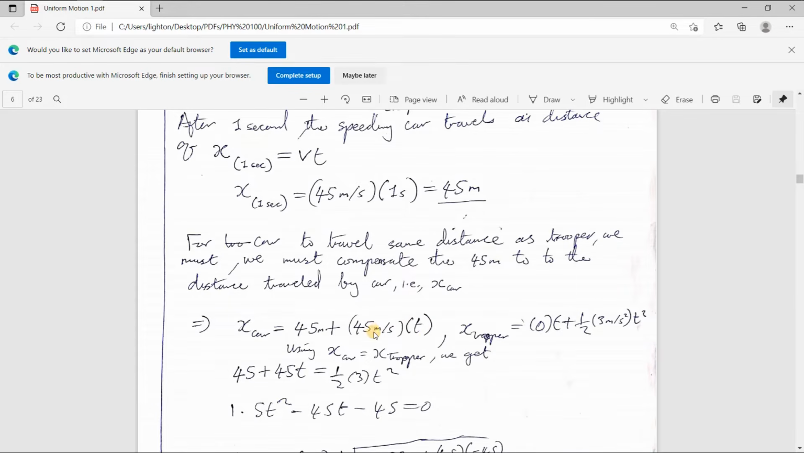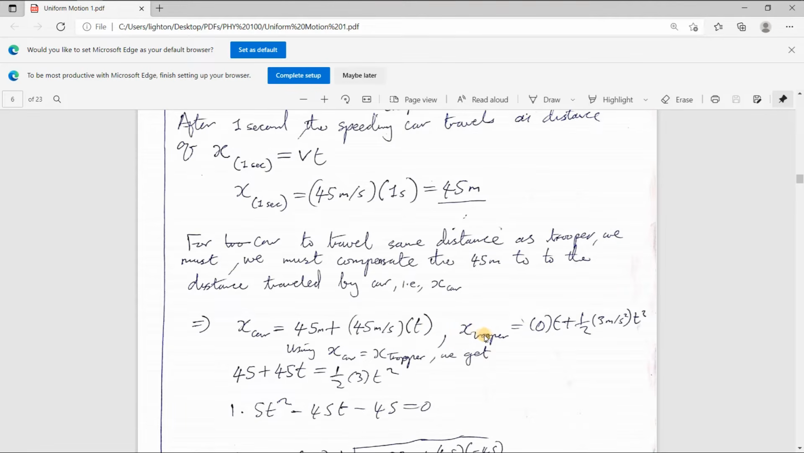If we want, we can complete it to say 45t plus half at squared. But again, as we did for the first part, we said that the acceleration of the car is 0. So there's no need to include this part for the half at squared. It's just 45 times time. This is just the vi times time part. So x car is just 45 meters plus 45 meters per second times time. Okay.